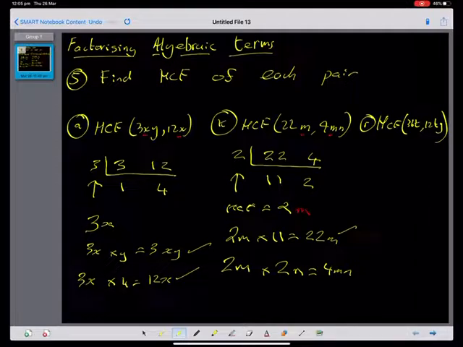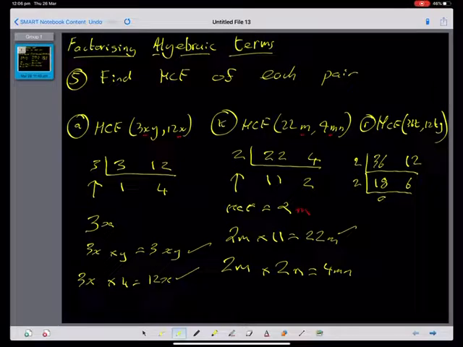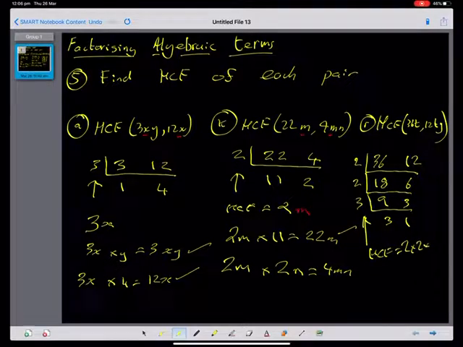Okay, so hopefully you did R. If you didn't, pause the video. So let's use our algorithm again. So we've got 36 and 12. You can divide by 2 to get 18 and 6, divide by 2 again to get 9 and 3. Divide by 3 to get 3 and 1. We stop because 1 is the highest number which will divide into 3 and 1. Okay, so the highest common factor is 2 times 2 times 3.